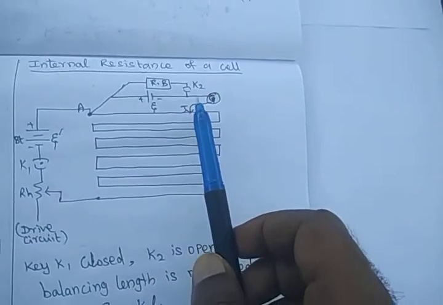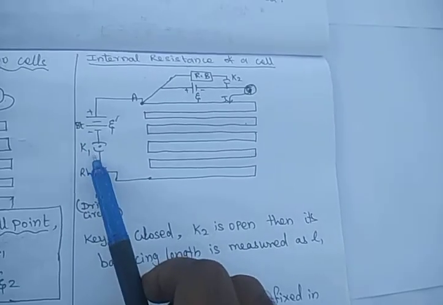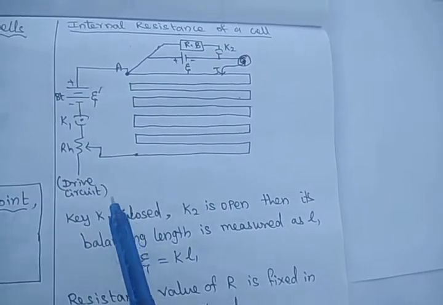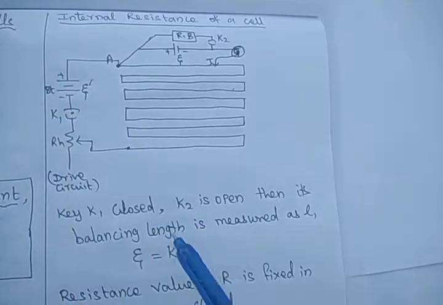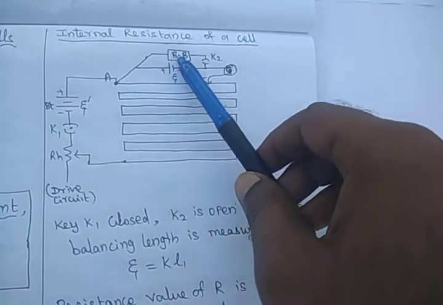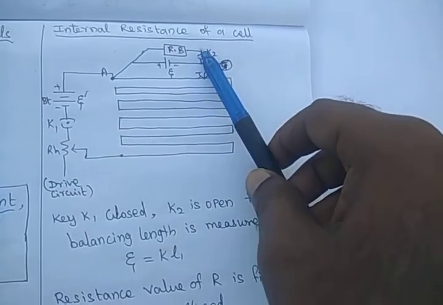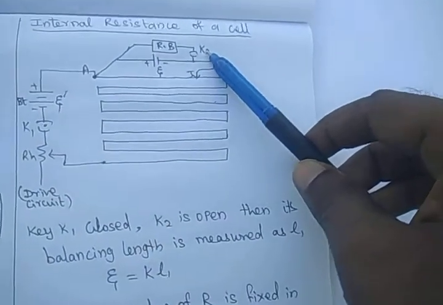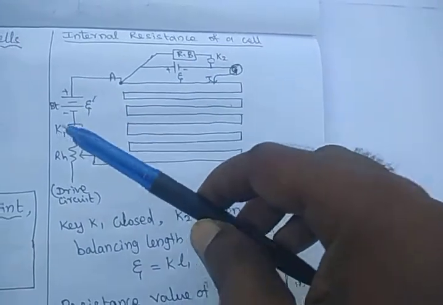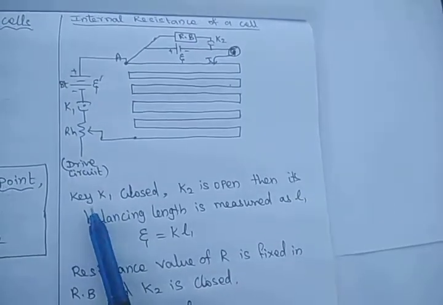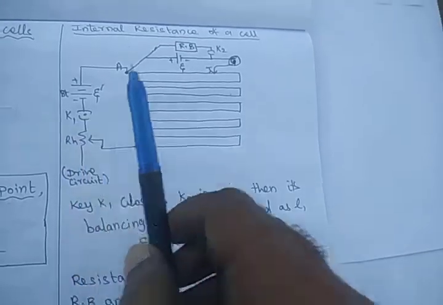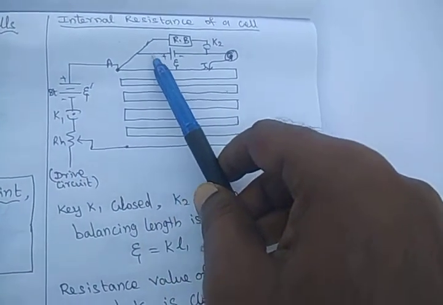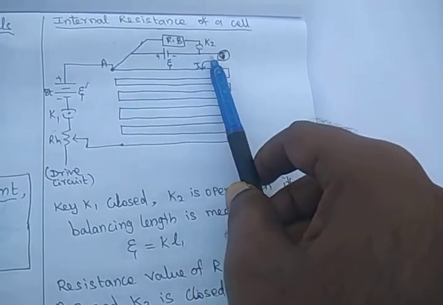This is key K1, this is key K2. When key K1 is closed, means on, the current will flow through this resistance box. So K1 is closed and K2 is open. Sorry, I am saying it wrongly. Very simple. Again, when key K1 is closed and key K2 is open, the current will flow only through the EMF of this cell.